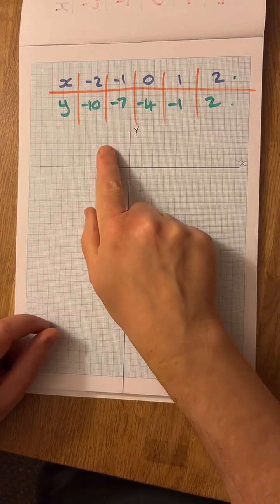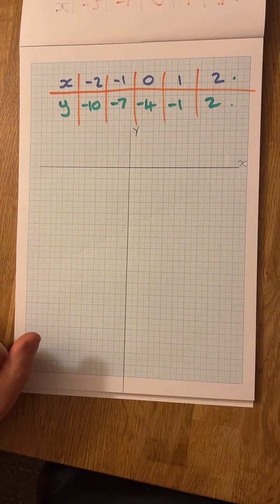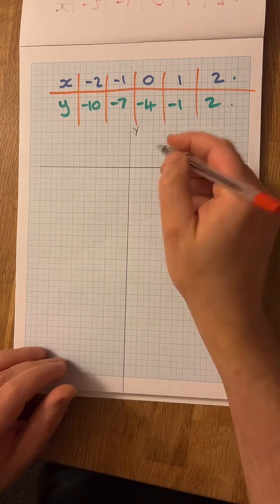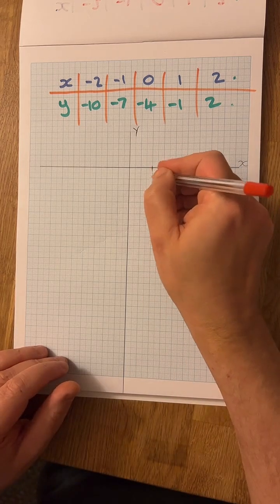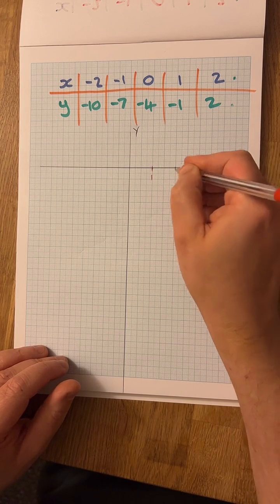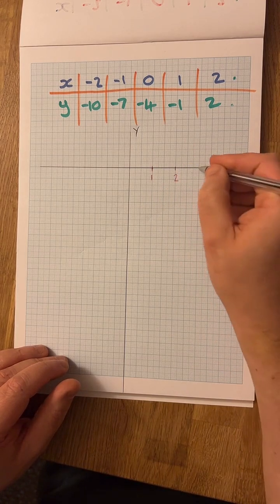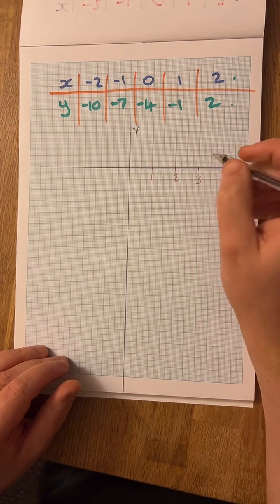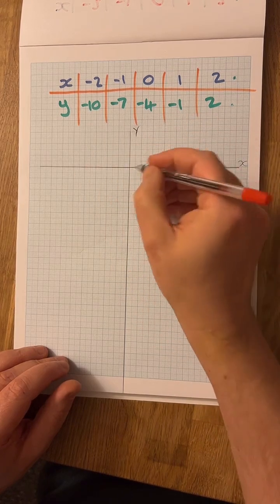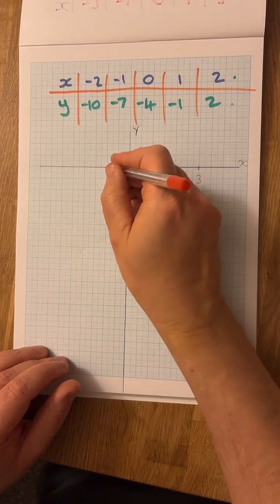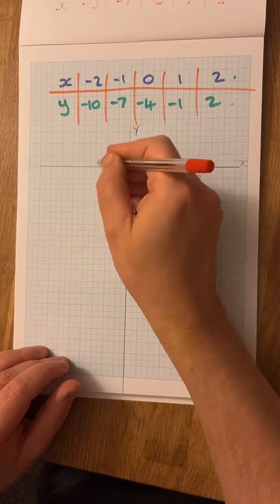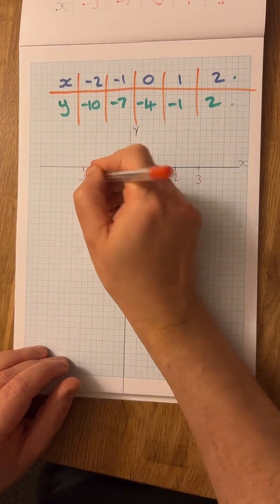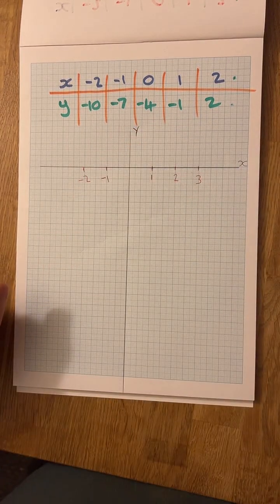And I'm going to label the x axis now: -2, -1, 0. I'll do it a little bit better, and use red this time to see a bit better. I'm going to go 1, 2. I'll put a 3 there, but we don't need it. Then there's 0, and then -1, -2. Everybody see? Yeah, cool.